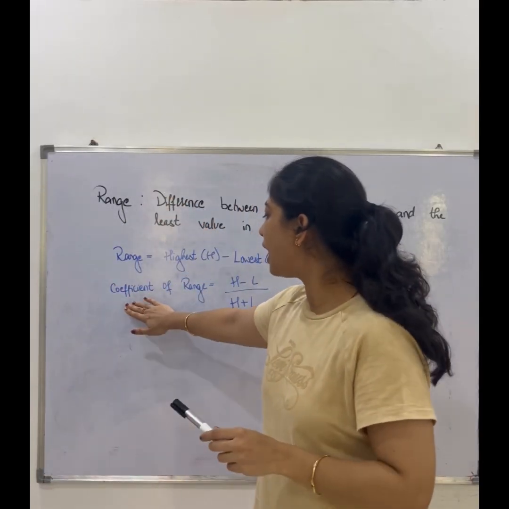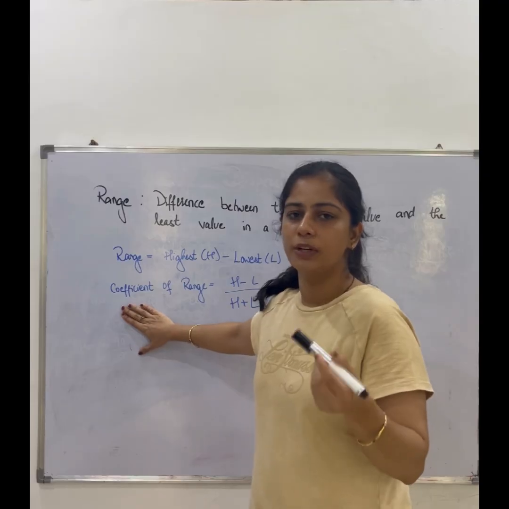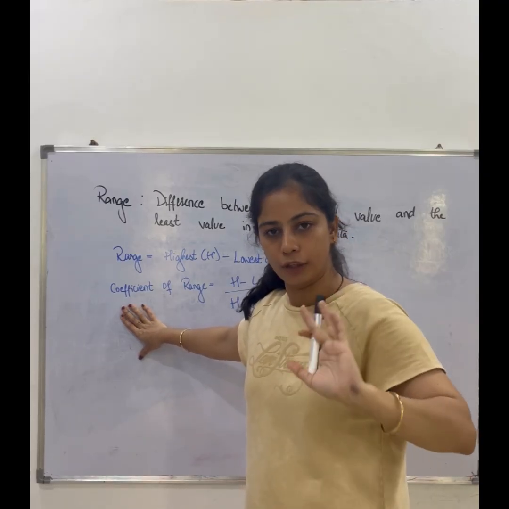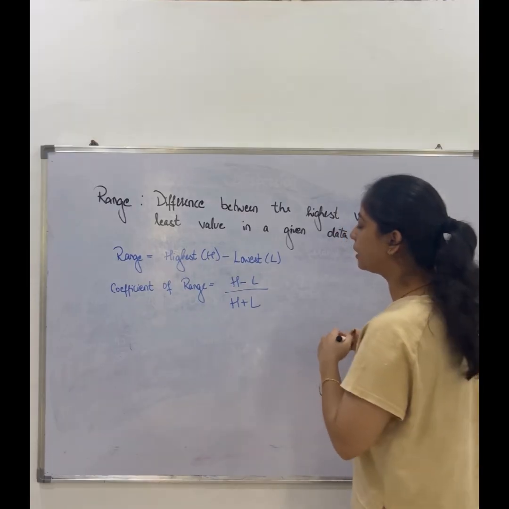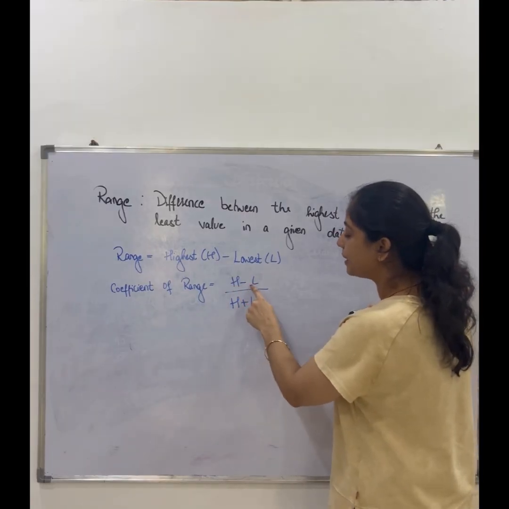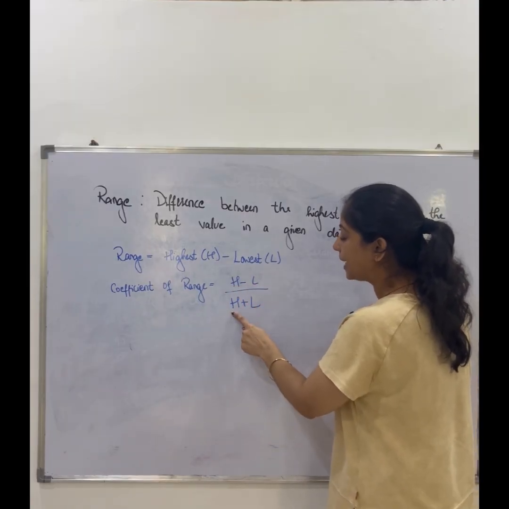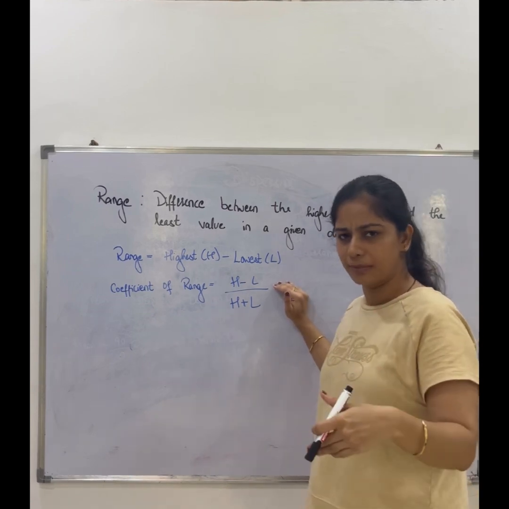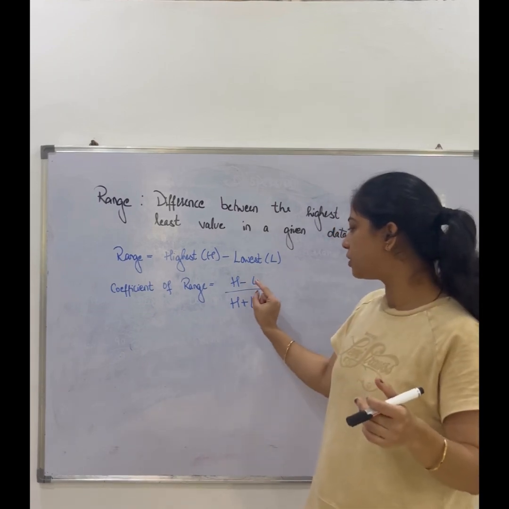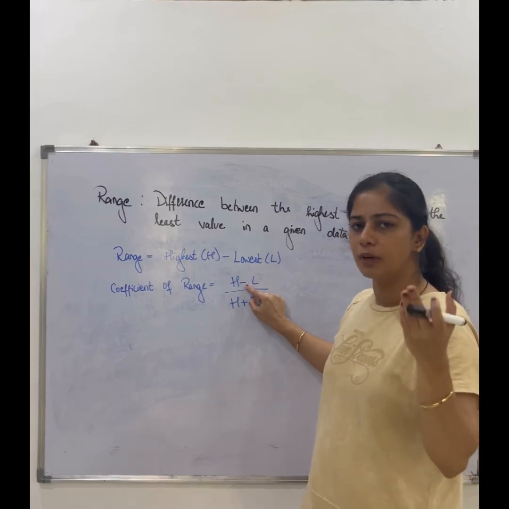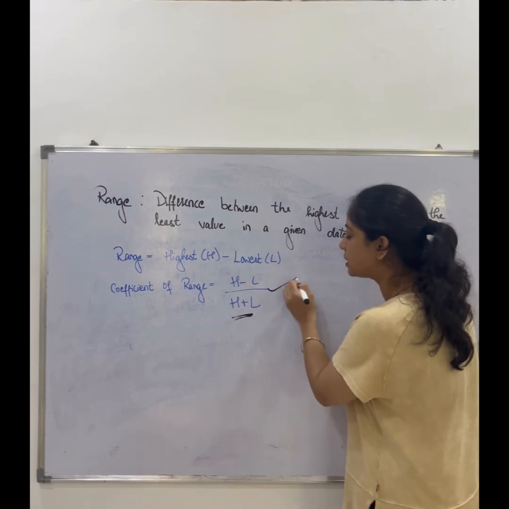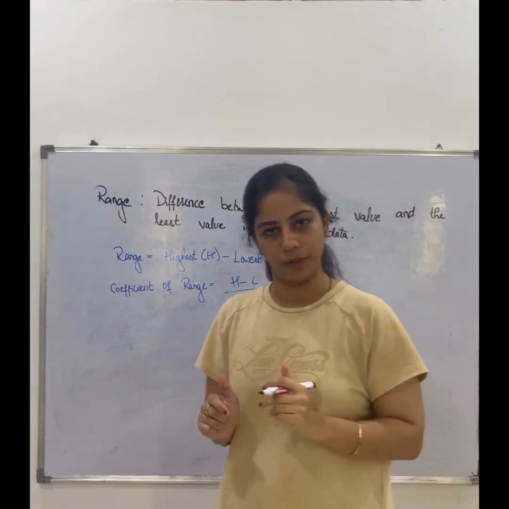Now when you have to find the coefficient of range, as I told you, it is a relative measure, so obviously it will be in the form of numerator by denominator. So what are we going to do here? We will take highest minus lowest and divide it by highest plus lowest. Whatever you had in your numerator, you have the same thing in your denominator, only the sign changes. In the numerator it was minus and in the denominator it has just become plus. So this is the way you can remember the formula.